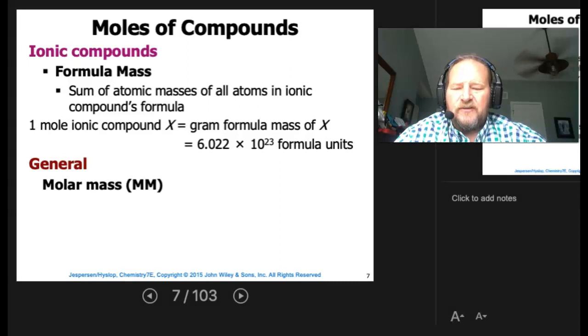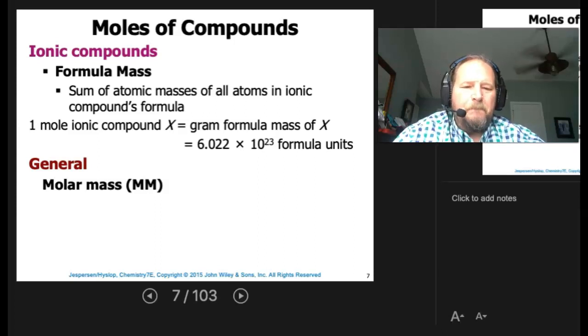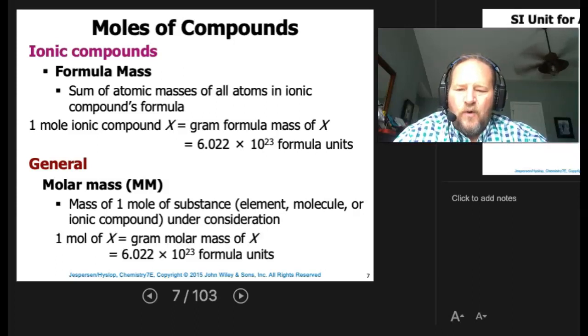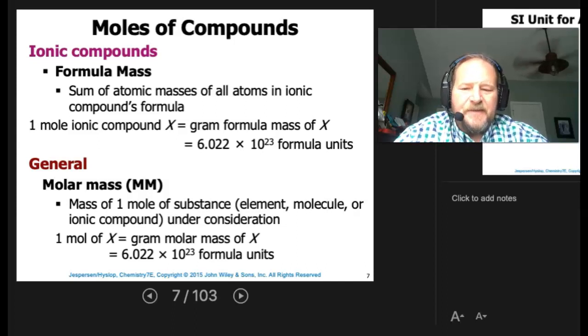All right, in general, we call this the molar mass. So typically we won't say formula mass or molecular mass or atomic mass. We'll simply say molar mass. And that way I'm encompassing all the possibilities here. In general, 1 mole of X is equal to the molar mass of X, which would then have 6.022 times 10 to the 23rd formula units, right?